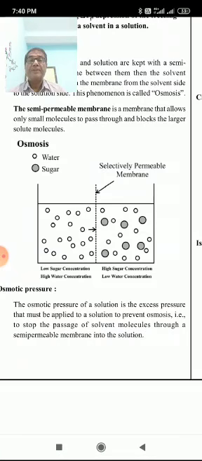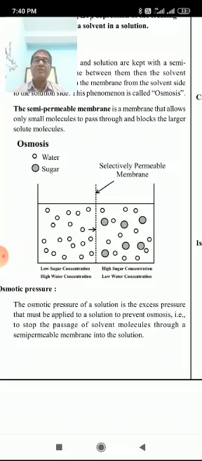In the fourth session, in the chapter Solutions, I shall discuss osmosis, osmotic pressure, application of osmosis in our everyday life, abnormal molecular mass, etc.